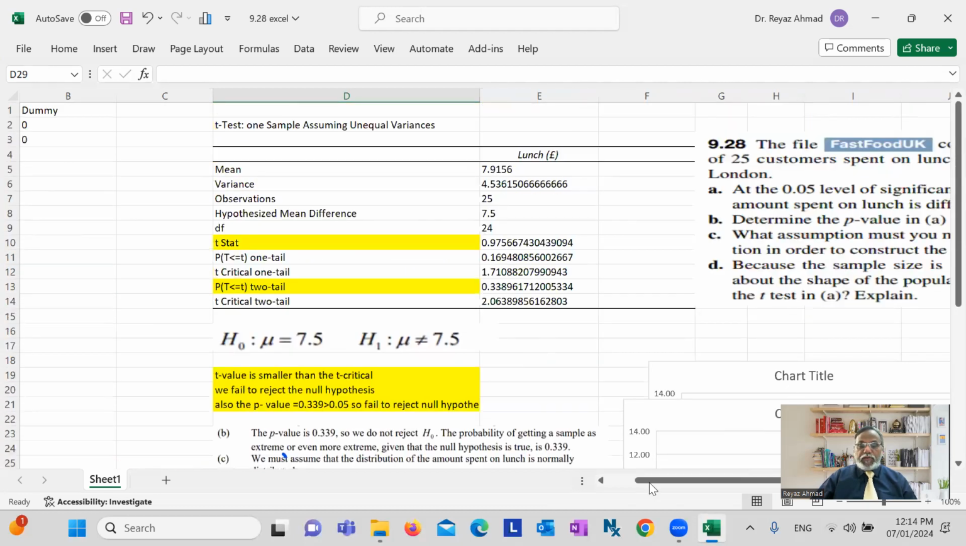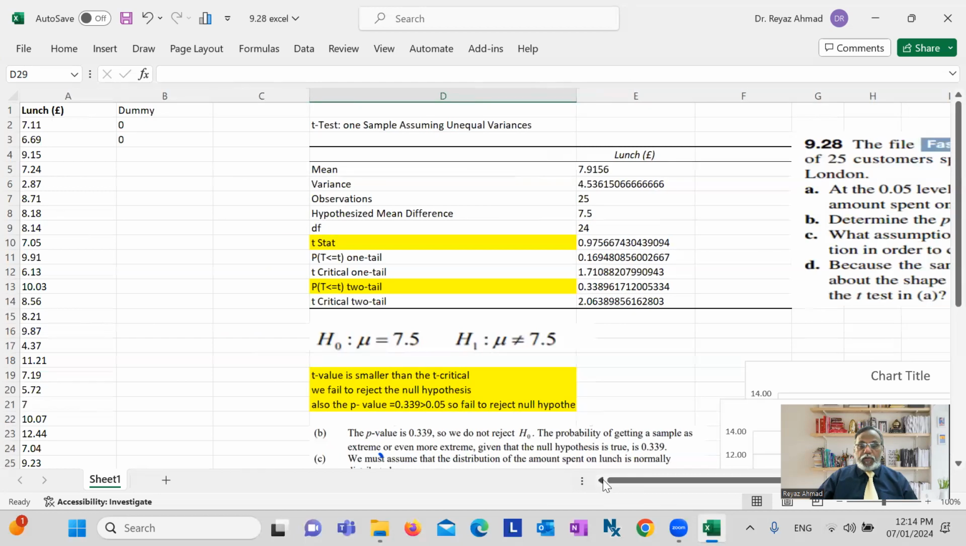Similar types of questions usually come in the exam. So you can go to the testing hypothesis topic and solve one or more questions. You will be able to do it easily. So this is the end of this question. Hope you understood this and you will be able to deliver in the exam if it comes.